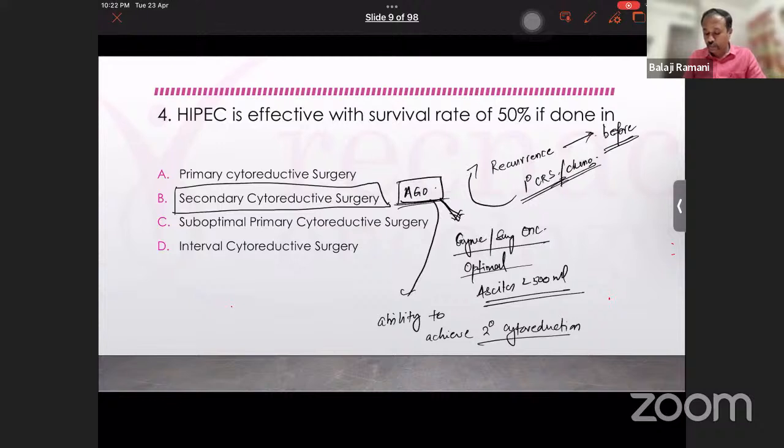If these criteria are going to be fulfilled, that is known as the AGO criteria. So AGO criteria is: surgery optimal cytoreduction done by a gynec or a surgical oncologist initially, and ascites less than 500 ml. So all these criteria should be there. It is known as the AGO criteria for saying that there is a high chance or ability to achieve your secondary cytoreduction. So in a recurrent setting, whenever you're doing that, it is known as your secondary cytoreductive surgery.